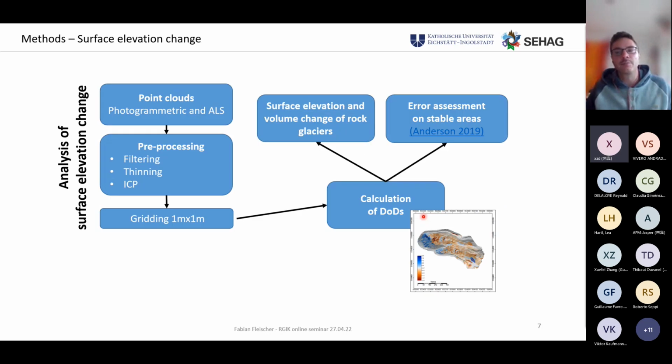In order to obtain information on the vertical displacement of the rock glaciers, we processed both photogrammetrically derived and ALS point clouds. This pre-processing step mainly consisted of the alignment of the point clouds. We then gridded the point clouds and calculated differential elevation models. And we used these to get information on the surface elevation and the volume changes of the rock glaciers.